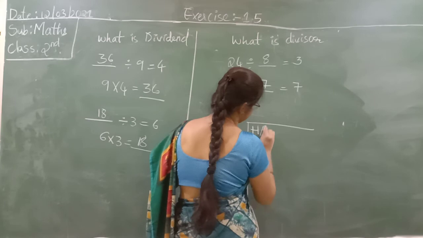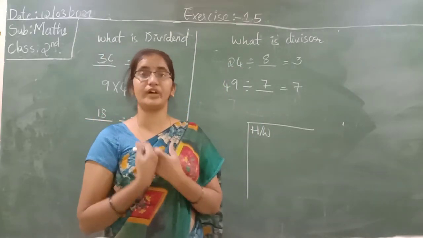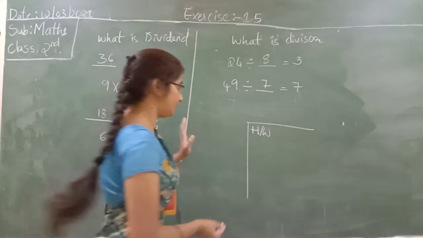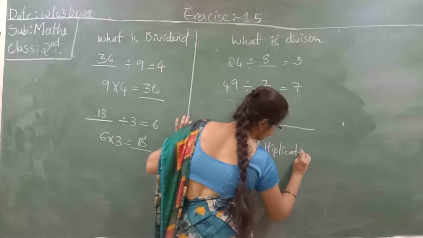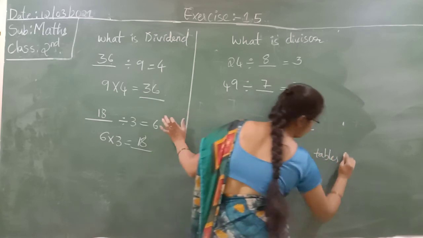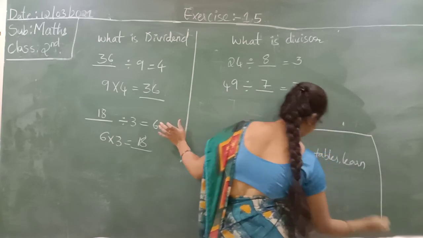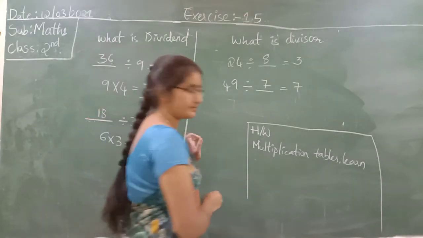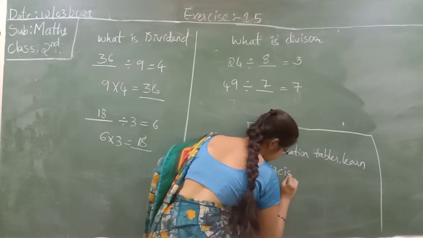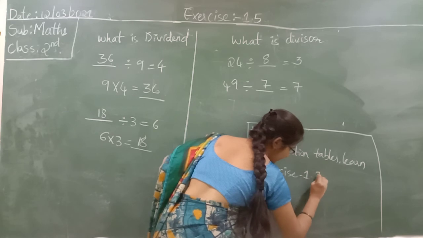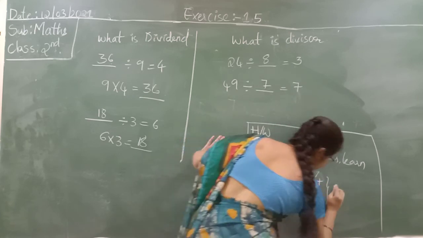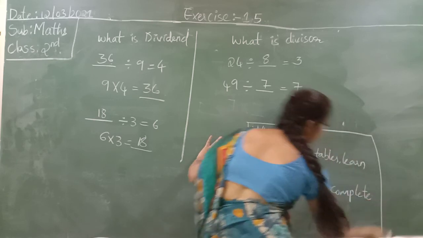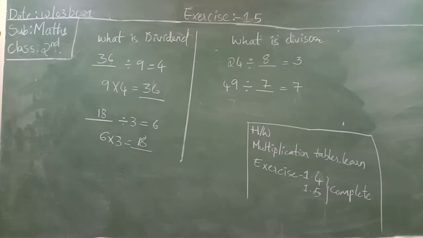So what is the homework today? Before entering into this exercise, please go through the multiplication tables. And next, multiplication table and exercises 1.3, 1.4 and 1.5, complete. This is your homework. First go through the multiplication tables in the multiplication chapter and do exercises 1.4 and 1.5 in the division chapter.